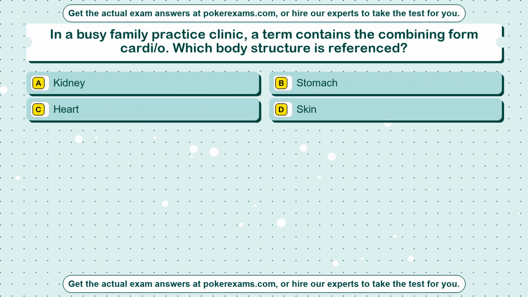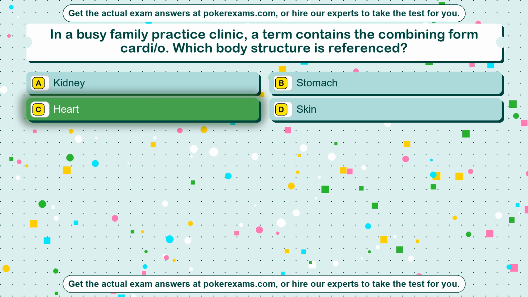Question 52. In a busy family practice clinic, a term contains the combining form cardi/o. Which body structure is referenced? Option A. Kidney. Option B. Stomach. Option C. Heart. Option D. Skin. The correct answer is option C.